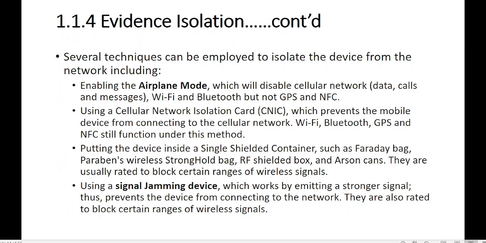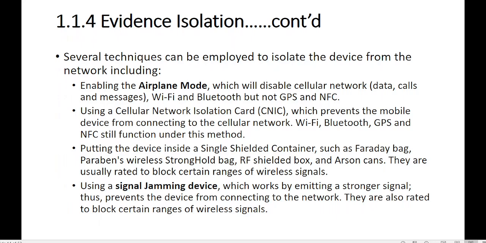Let's look at the other strategy or technique: using a cellular network isolation card. This one prevents the mobile device from connecting to the cellular network. Of course, we have the Wi-Fi, Bluetooth, GPS, but GPS and RFID will still function under this method. So we are still isolating, right?